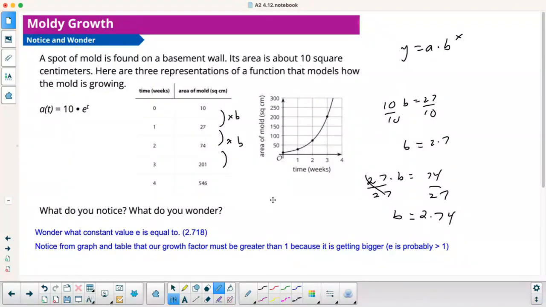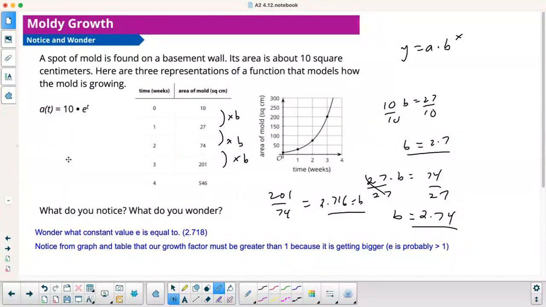If I go here, 201. So I'm basically just going to divide 201 divided by 74. That'll give me my b, 2.716. So what I'm noticing here is I got the 2.7. I got the 2.74. So I'm noticing that my E must be like a crazy decimal because it ends up getting rounded to different values each time when you come here.